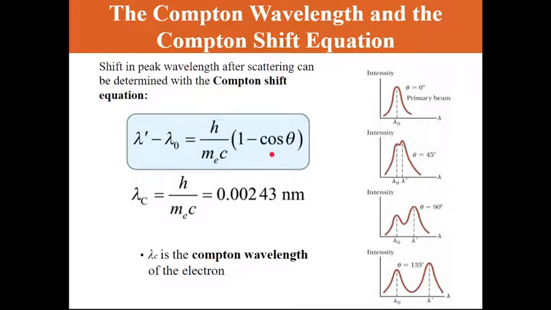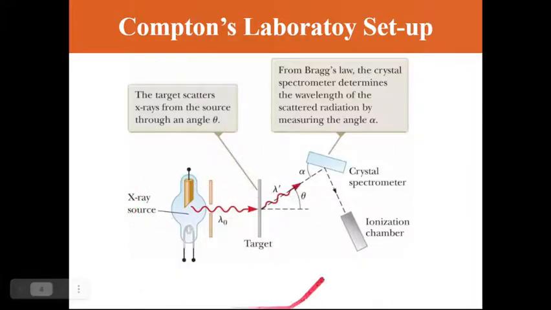Because of the cos theta, it means that as scattering angle increases, so does the shift, which means more energy is passed from the photon that makes up the X-rays to the electron. And here's just a drawing of Compton's lab setup.